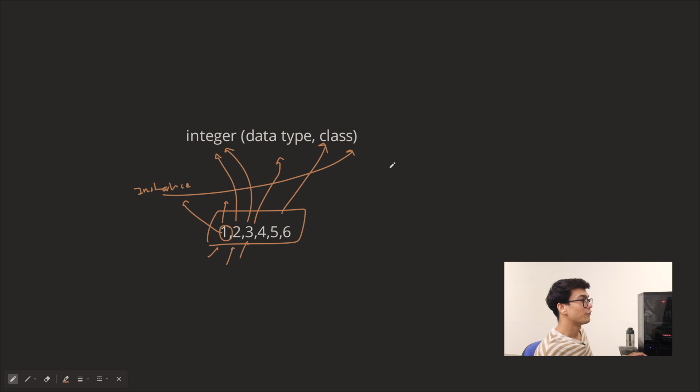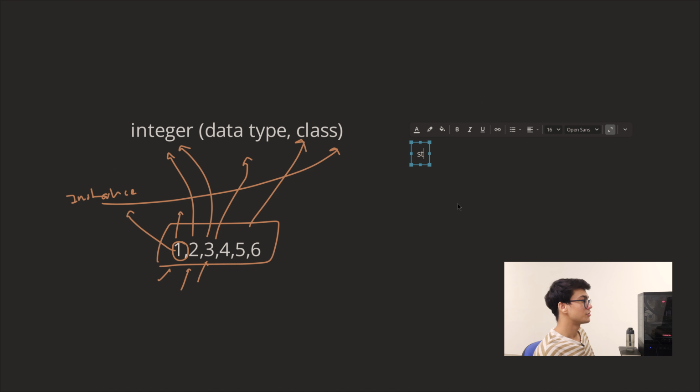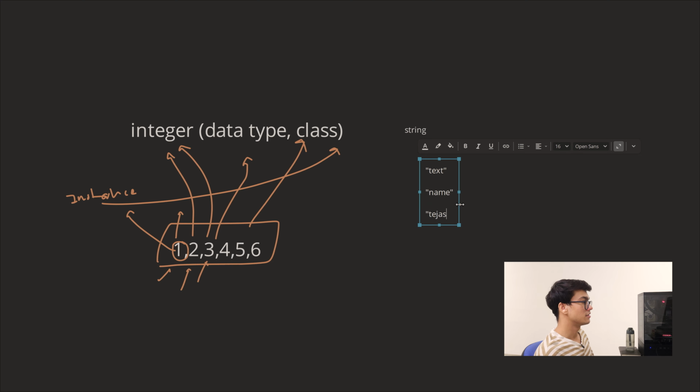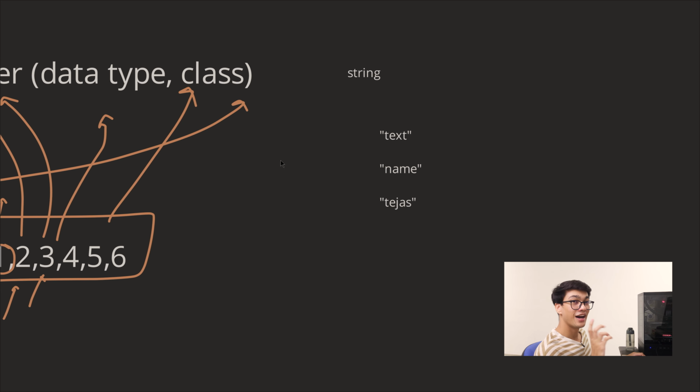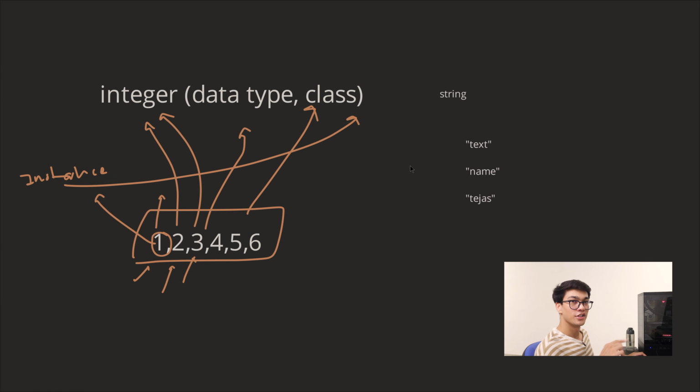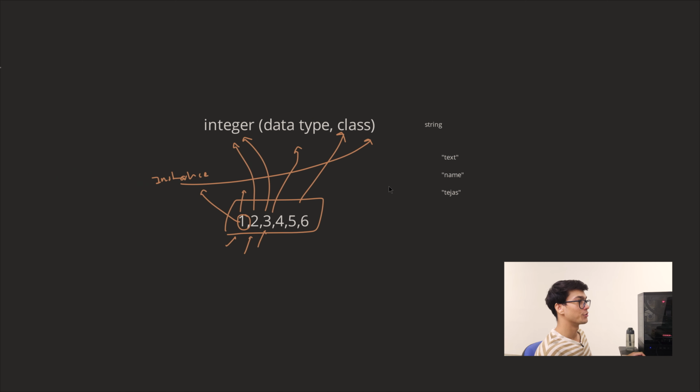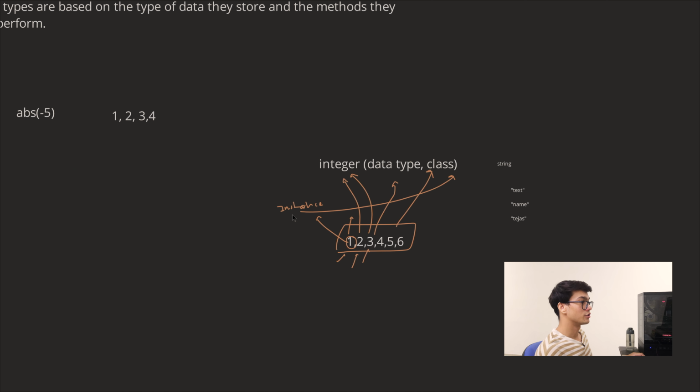You understand this? Another example, string, right? We have string, and string contains something like text, right? I will say name, or my name, Tejas, right? So these are instances of this string class. I know you understand this, I don't need to explain it more. So we have instances also.